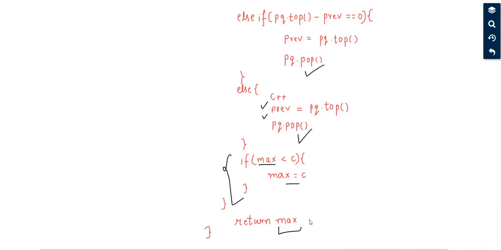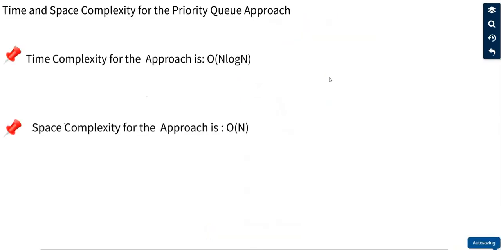So this will give me the length of the longest consecutive subsequence. The time complexity for this approach is also n log n because I'm inserting n elements into the priority queue, and the insert operation takes log n time, while the space complexity is linear because I'm inserting n elements into the priority queue. So let's see the implementation.